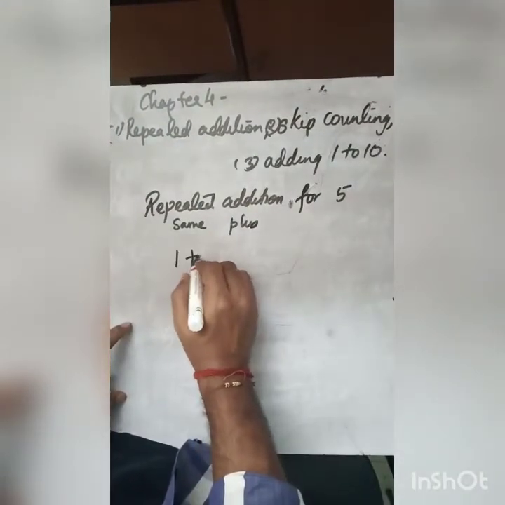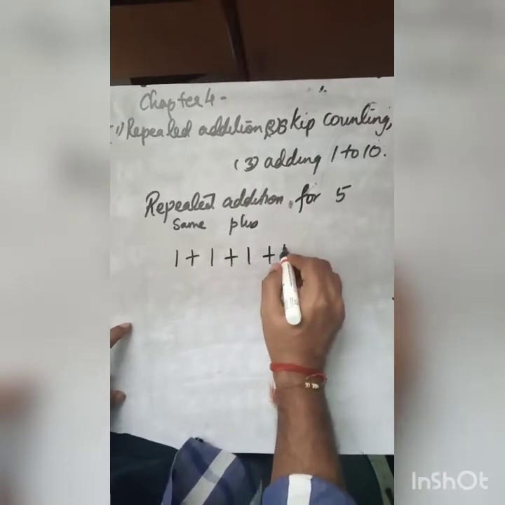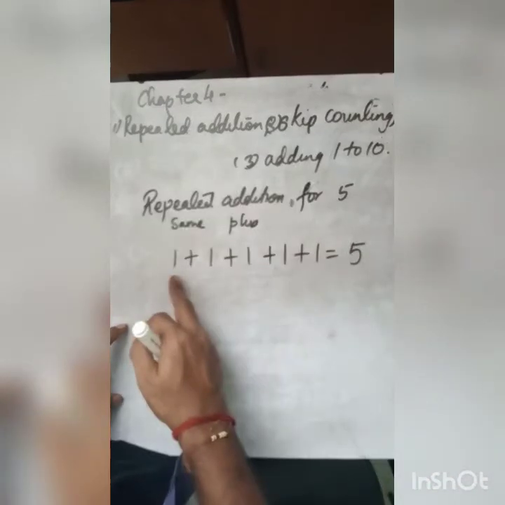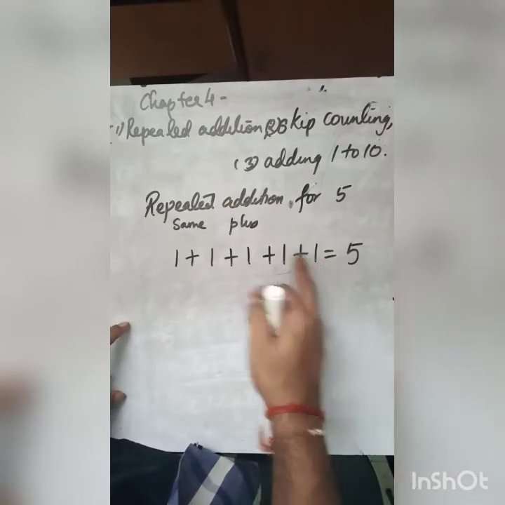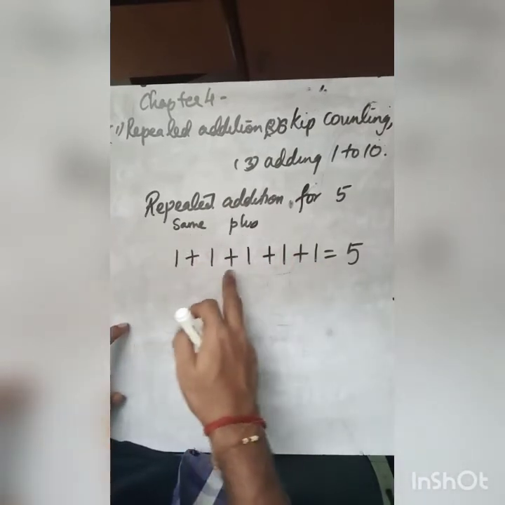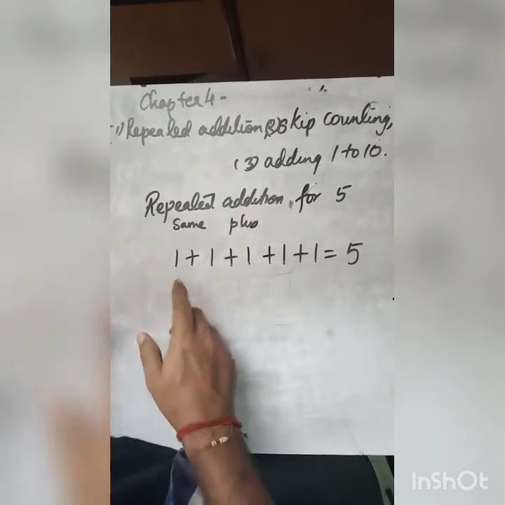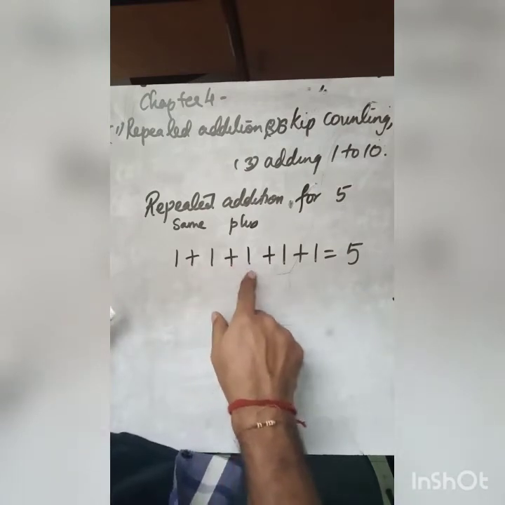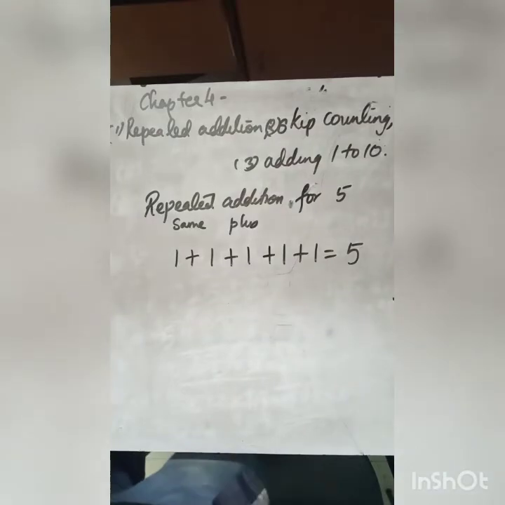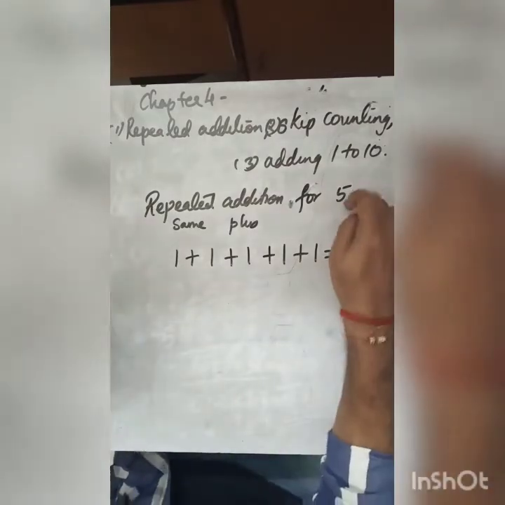1 plus 1. Dekho, 1, 2, 3, 4, 5. Same number aaya. 1, 1, 1, 1, 1, plus, plus, plus, plus, plus. This is called repetitive addition. Or when I plus, 1 plus 1, 2, 2 plus 1, 3, 3 plus 1, 4, 4 plus 1, 5. Clear? So this is the repetitive addition, that is for the table of 5.